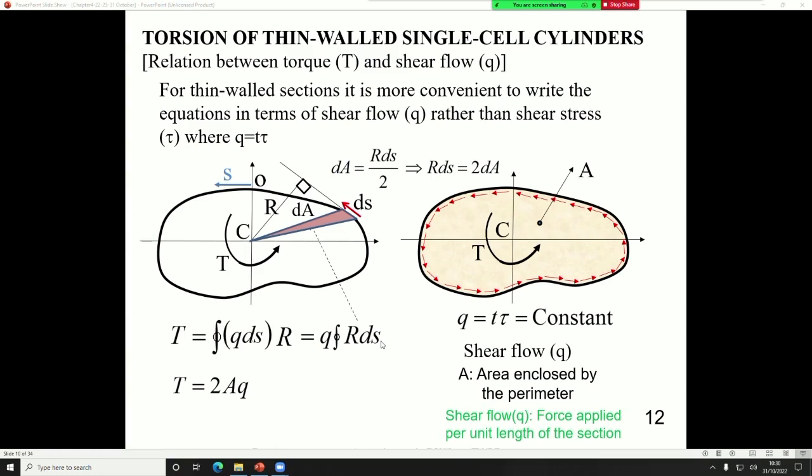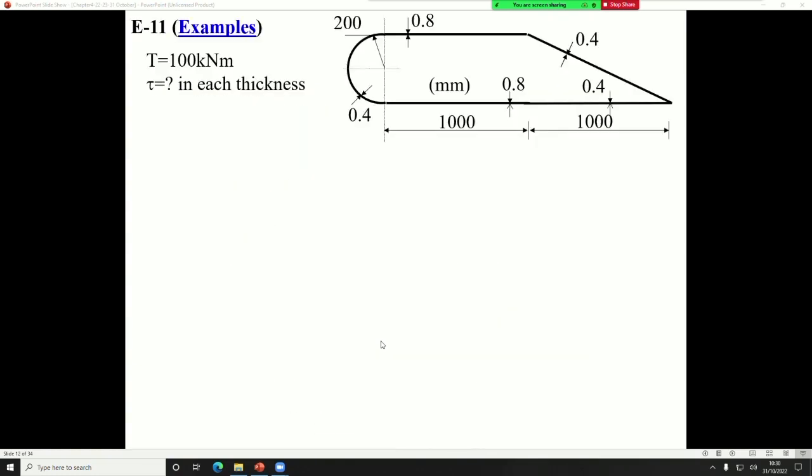Okay. So I'm going based on slides 11 and 12. I'm going to solve part of question 11 for you. In question 11, we've got a simplified version of a wing section, a single cell. The dimensions are given. It has variable thickness and is subject to a torque of 10 kilonewton meters. The problem is asking us to find the shear stress in each thickness.